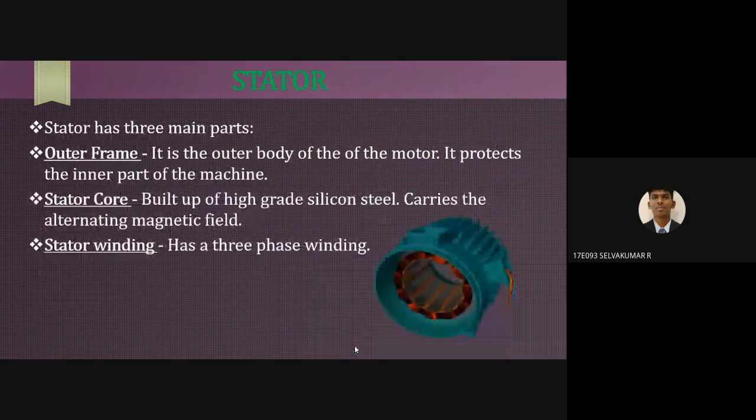Stator. The stator is the stationary part of the three-phase induction motor. It has three main parts: outer frame, stator core, and stator winding. The outer frame is the outer body of the motor. It protects the inner part of the machine. Stator core. It is built up of high grade silicon steel. It carries an alternating magnetic field. Stator winding. It is wound for three-phase supply.